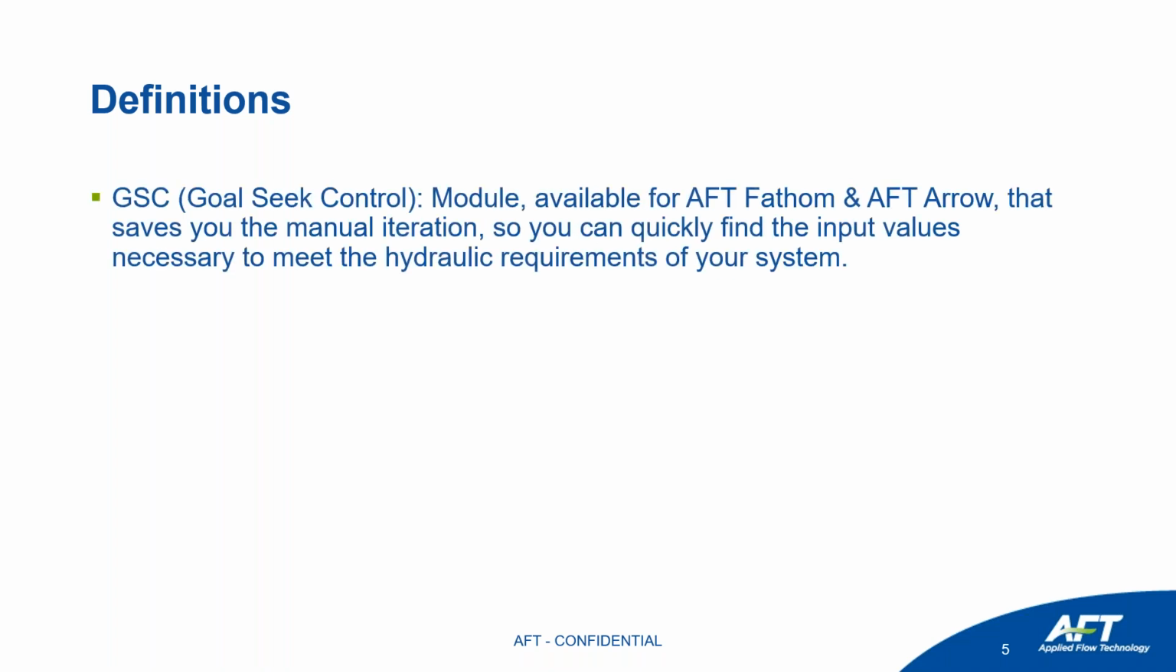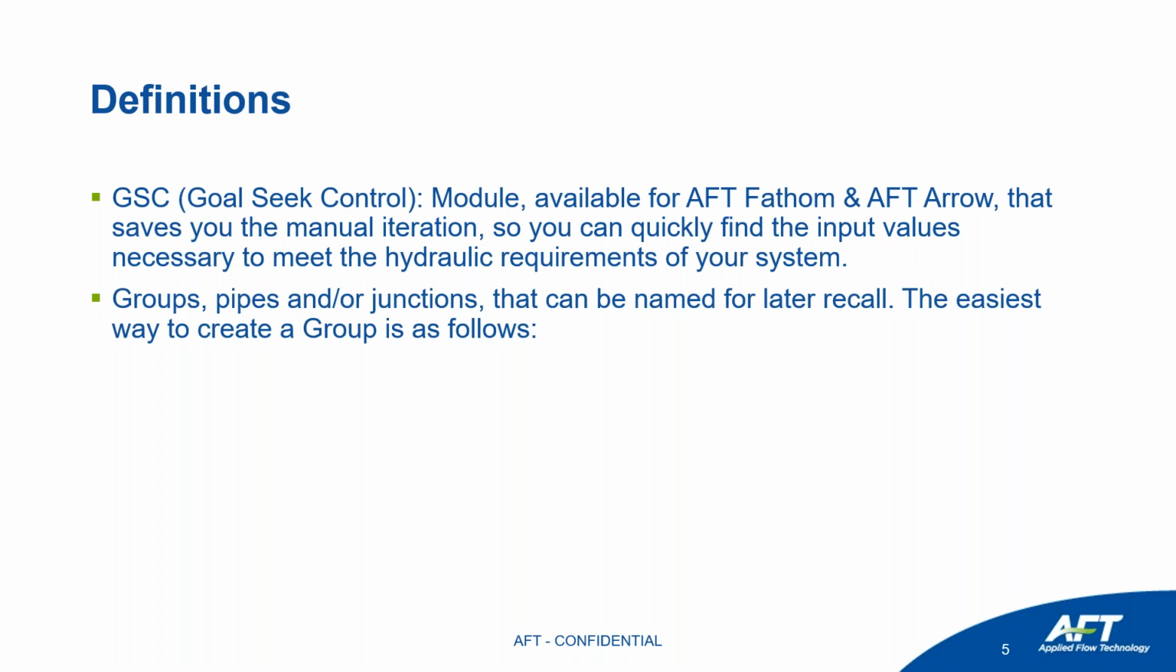So let's go to some definitions we'll be using during the webinar. GSC stands for Goal Seek Control. It is a module available for AFT Fathom and AFT Arrow that saves you the manual iteration. It iterates for you with the purpose of quickly finding the input values necessary to meet the hydraulic requirements of your system. If any of the listeners is interested in a trial of GSC, please send us an email and we can activate a license for you so you can try it for free.